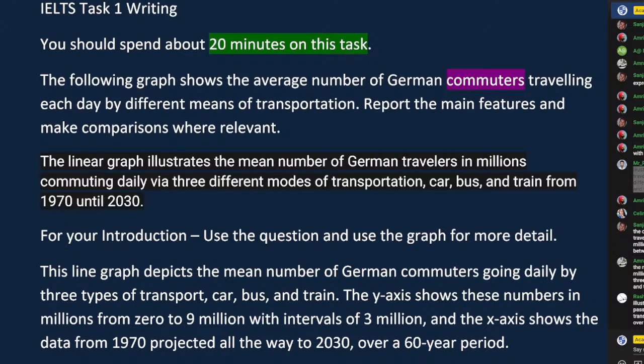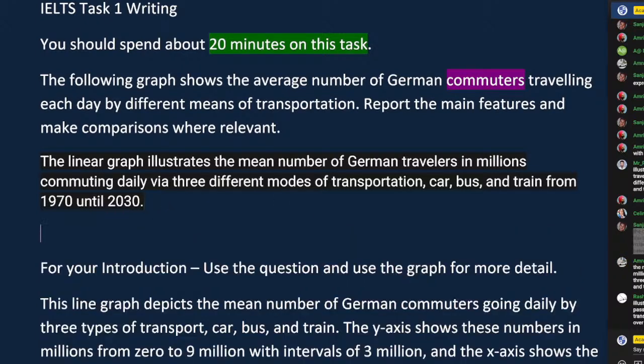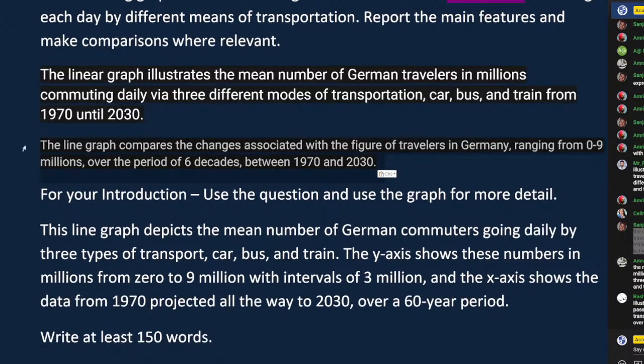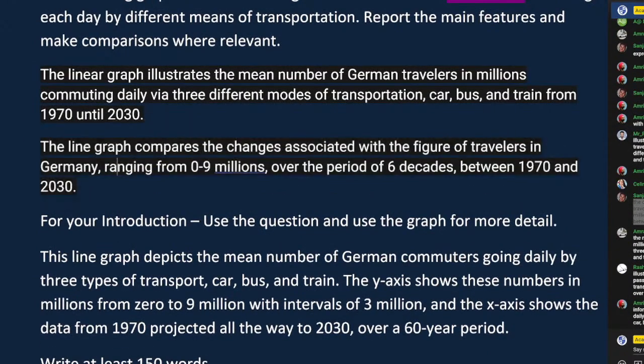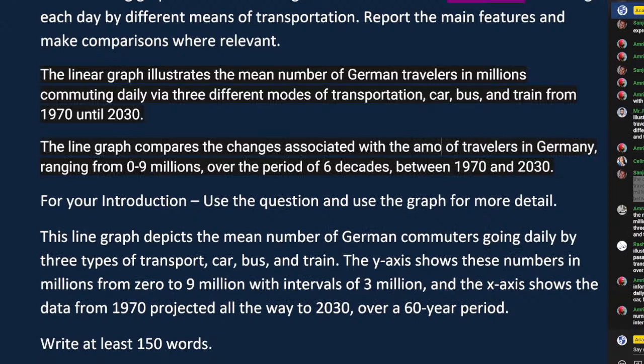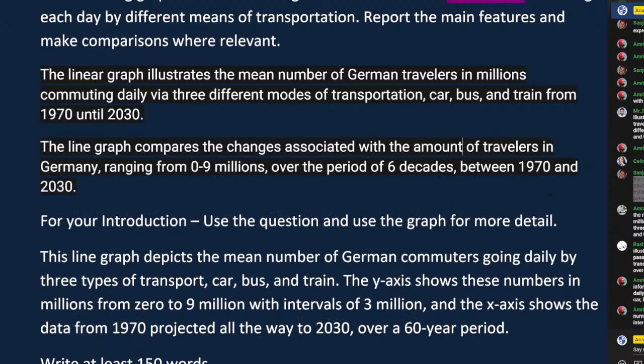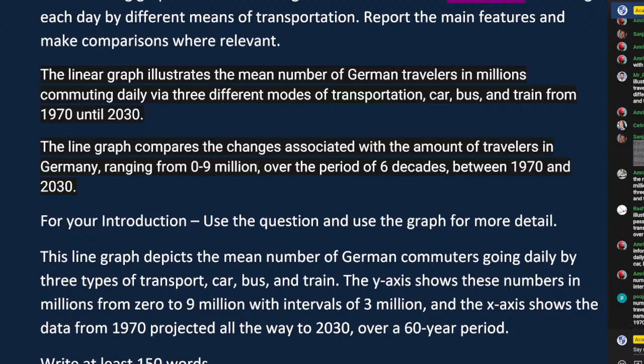Let's see what Sanjay has. So Sanjay writes, the line graph compares the changes associated with the figure of travelers. Figure is kind of strange. Figure usually refers, Sanjay, to the entire graph. So with the number or amount of travelers in Germany, ranging from 0 to 9 million, not millions, over the period of 6 decades between 1970 and 2030. Yeah, that's not bad, okay?